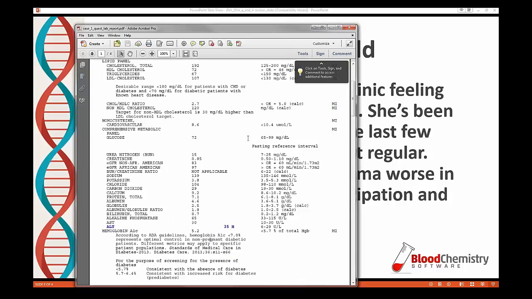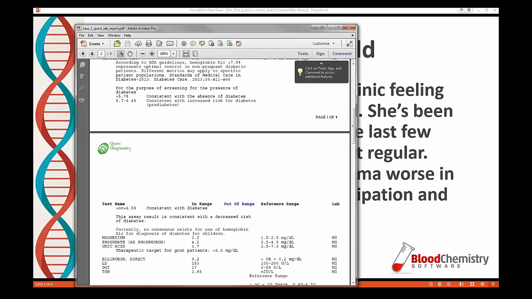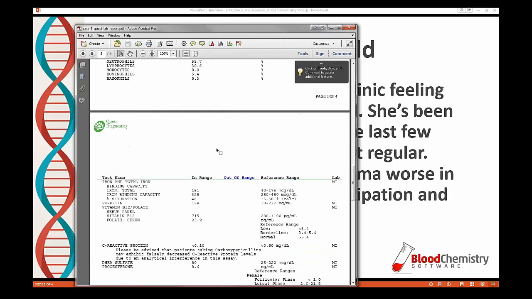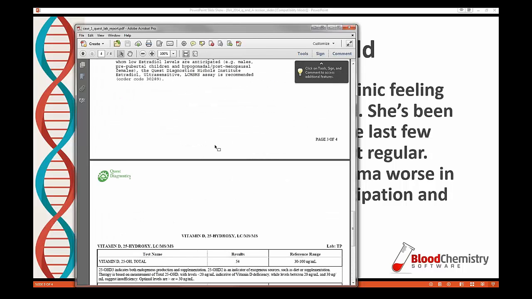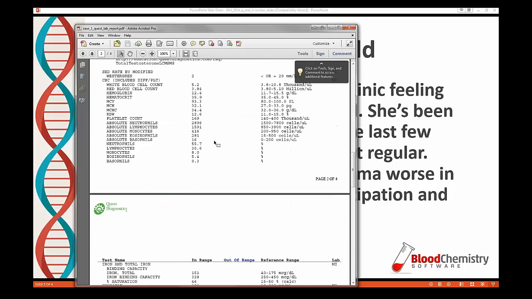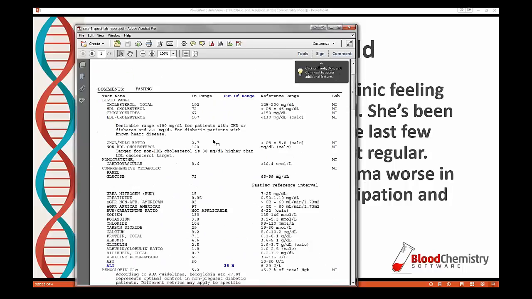So there might be a few little notes on here. You know, they might have scribbled some information about, that we need to track this or follow it. But really, that's the only thing that's out of range on this report: the ALT is a little bit high. So a lot of information has been collected, but not a lot of meaning has been taken from that.